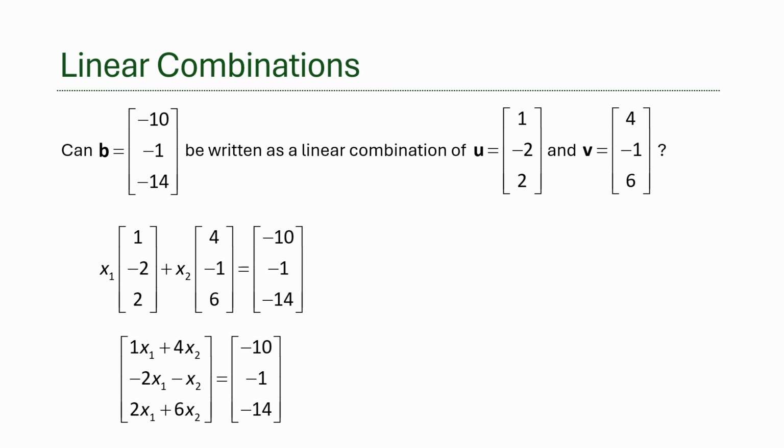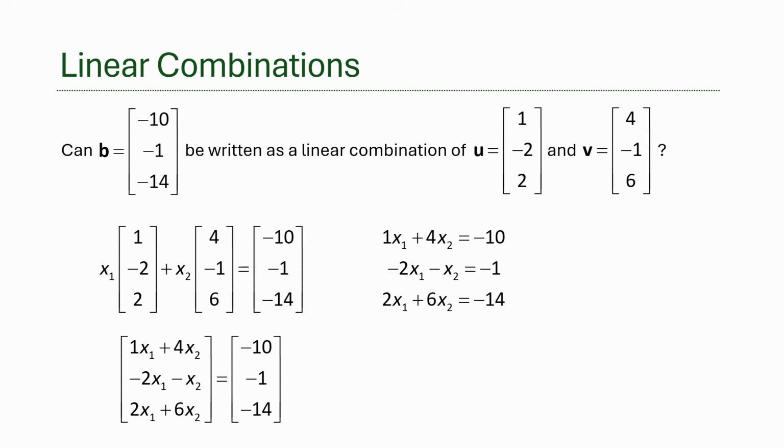Now, remember, for two vectors to be equal, their individual components have to be equal. So what this is saying is I need x1 plus 4x2 to equal -10. Those are the first components. -2x1 minus x2 to equal -1. And 2x1 plus 6x2 to equal -14. Okay, now I have a system of linear equations. So I'm going to do what we did in the first section.